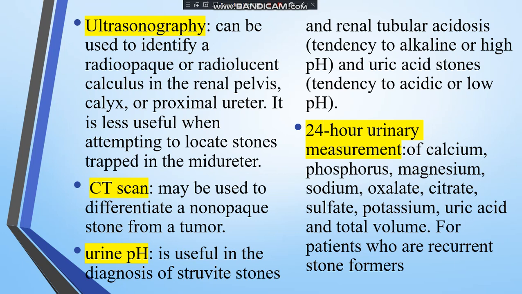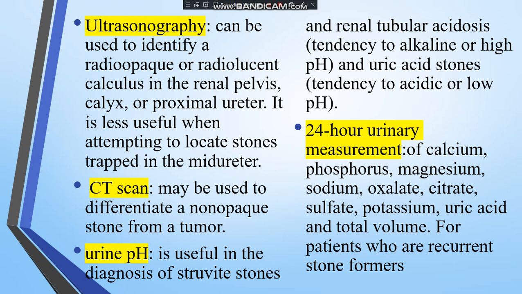Then 24-hour urine measurement. I think you have seen in clinics patients undergoing 24-hour urine measurement. For a period of 24 hours, the patient's entire urine is kept in a large container, and we send it to the lab for further investigation. Here we check calcium, phosphorus, magnesium, sodium, oxalate, citrate, sulfate; every metabolite and electrolyte is checked by this 24-hour urine measurement.